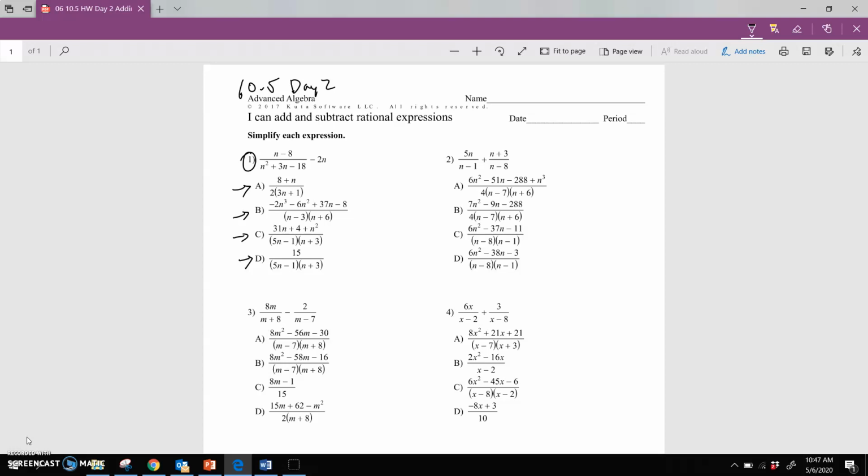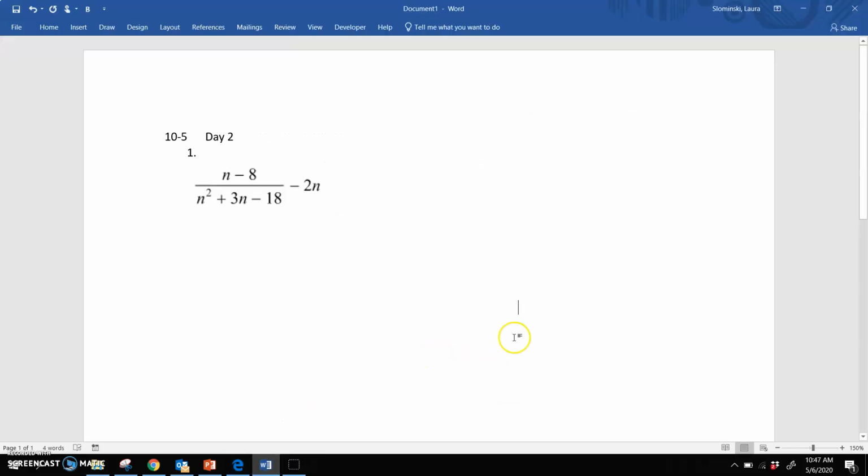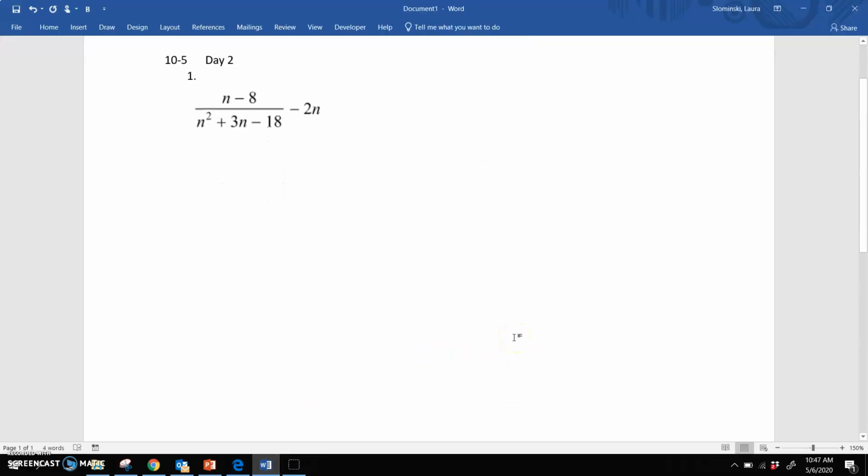Now there's not too much room here, so it'd get kind of squished if I did it on this screen, so I put it onto a Word document so I can show my work a little nicer. So again, we're on the 10.5 day 2 homework worksheet, and this is the starting problem.